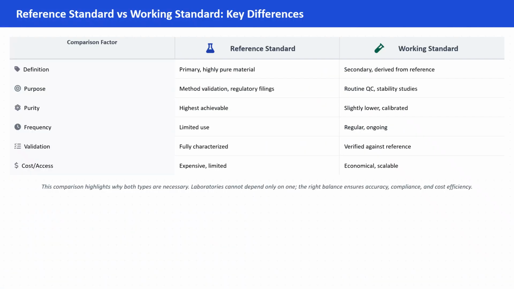This comparison highlights an important truth. Reference standards deliver absolute accuracy. Working standards deliver operational consistency. Reference standards are used sparingly and validated extensively. Working standards are used frequently and monitored continuously. A compliant laboratory never relies on just one. It balances both to maintain data integrity and efficiency.